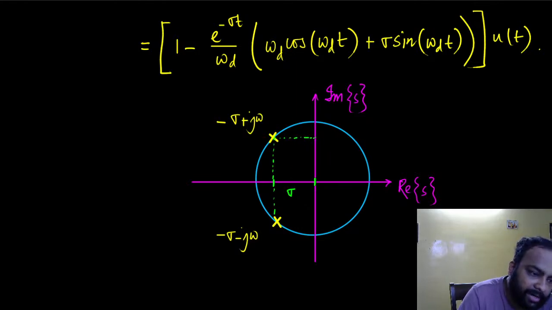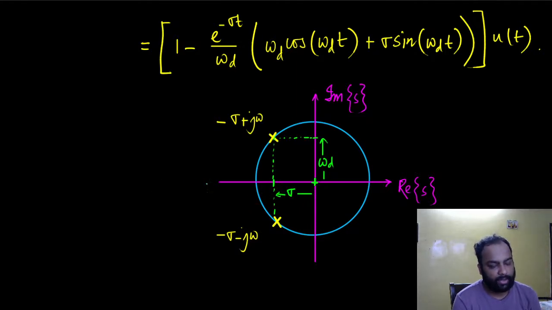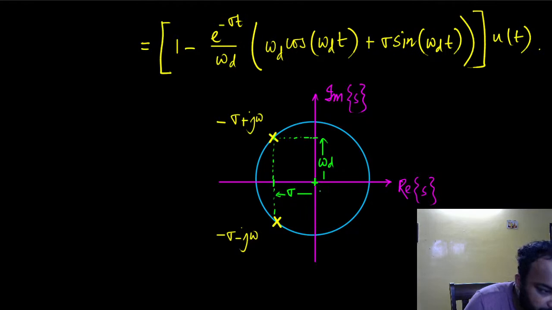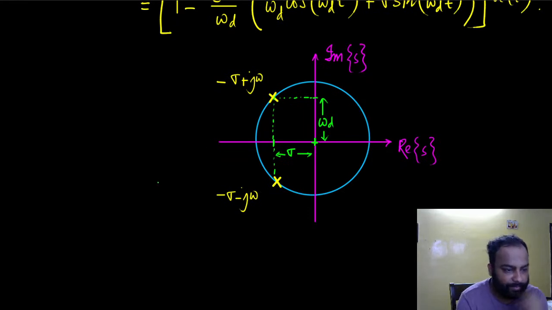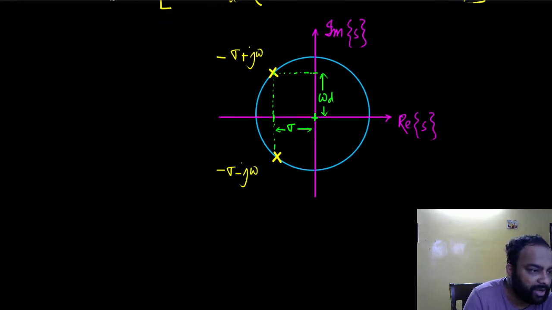What about the height here? The height here is omega d, because that's j omega d. This is omega d, this height here is omega d, and this length is sigma. Of course, it's in the other direction, so it has a negative value. So that's your sigma. All right, but what if, let me just make this figure slightly bigger.